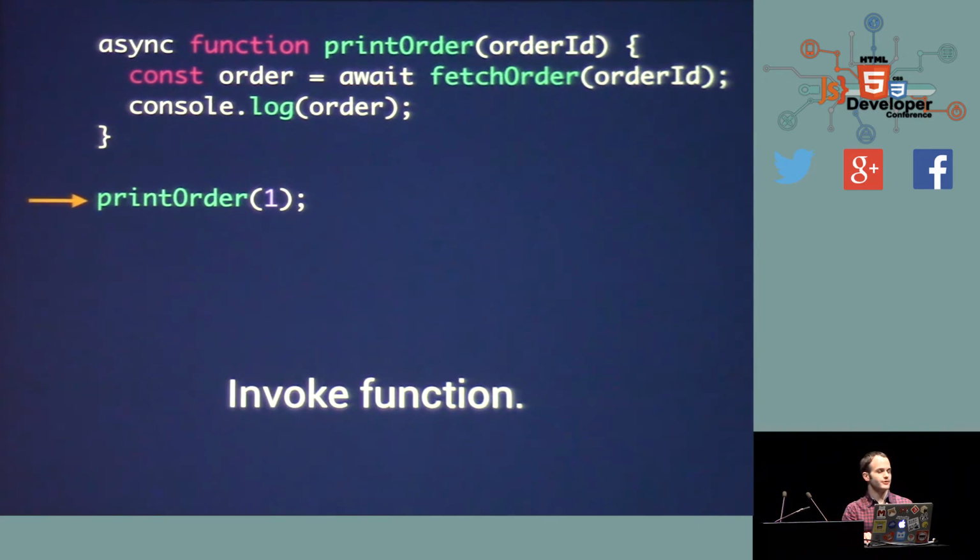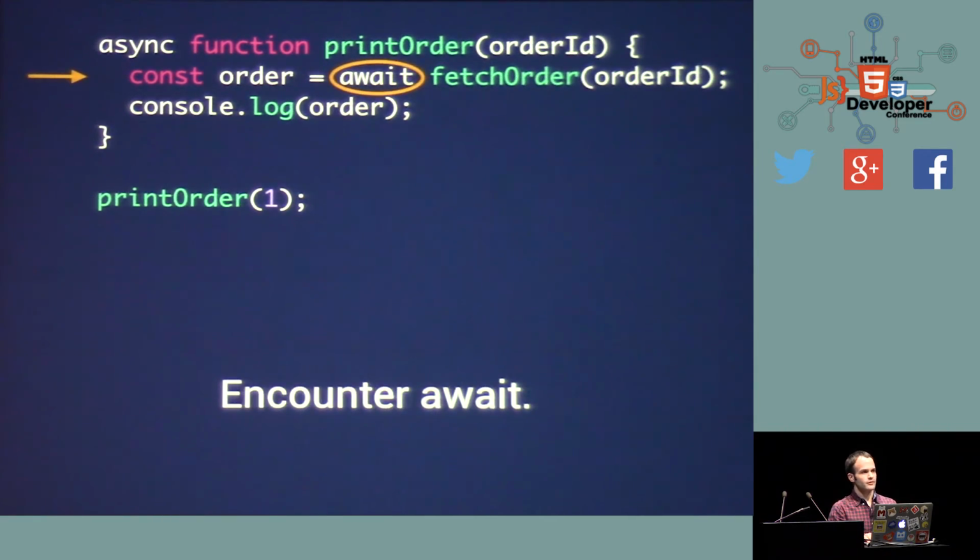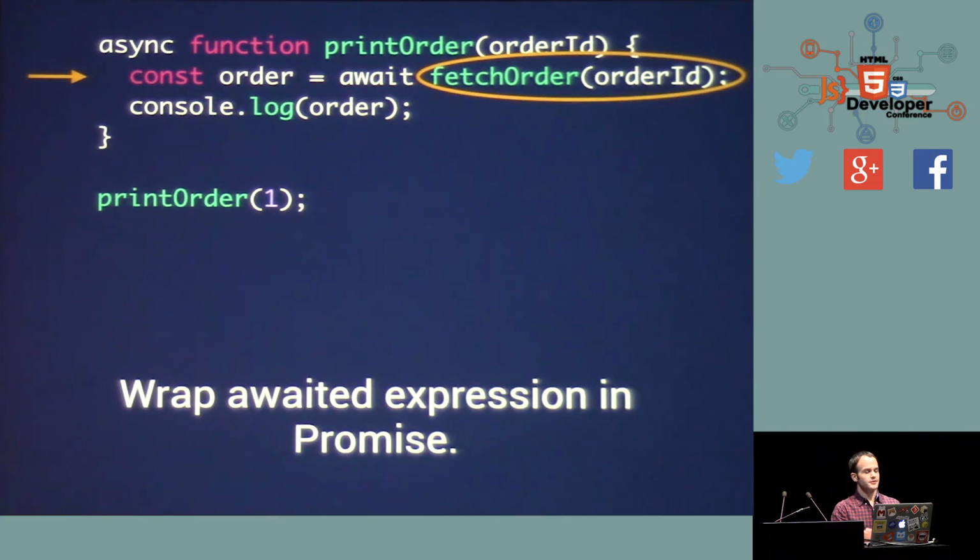So first, obviously, we'll invoke the function. Once we're inside the function, we're going to encounter that await operator, and that's going to trigger it to do something. It's going to say, I want to wrap whatever's being awaited in a promise. And I'm going to wrap it in a call to promise.resolve. So now we're going to transform a little into this.